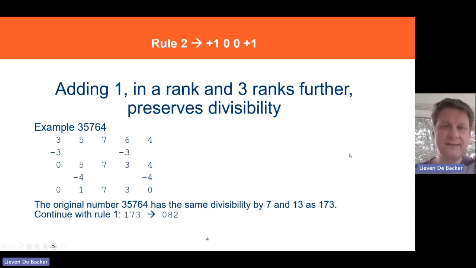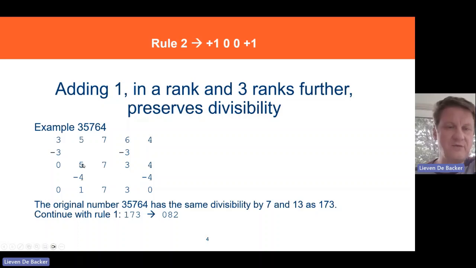The second rule is a rule that's already known on the internet. It says that you can add 1001 and subtract 1001 on any number, and that will also preserve the divisibility. So let's take this number 35764 as an example. We want to get rid of the first digit, so we subtract 3 in the first rank and in the fourth rank. So 3 minus 3 equals 0. We preserve the 5 and the 7, 6 minus 3 equals 3, and we preserve the 4.